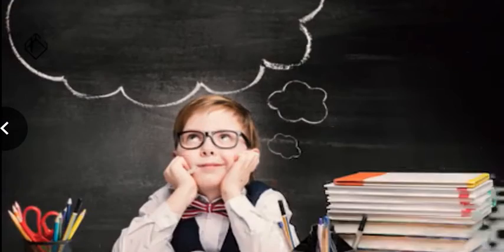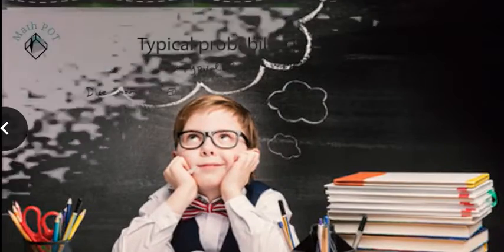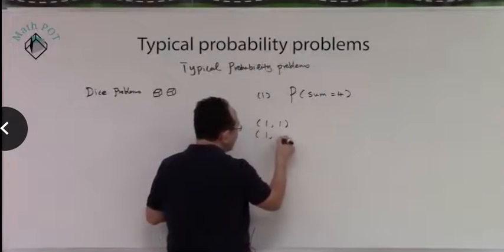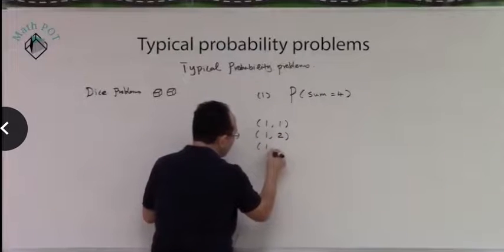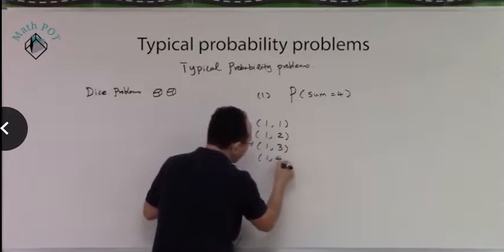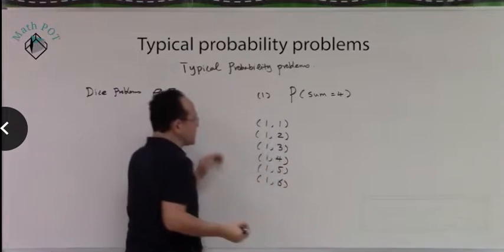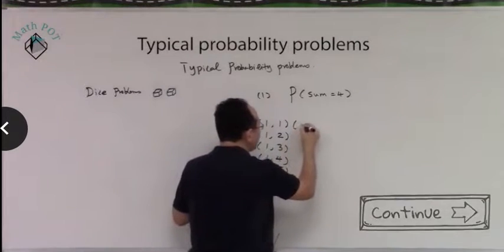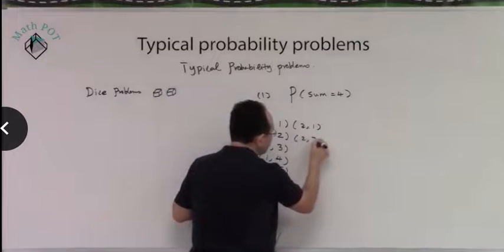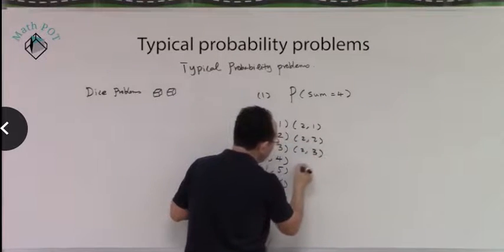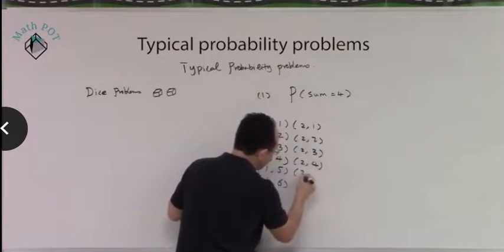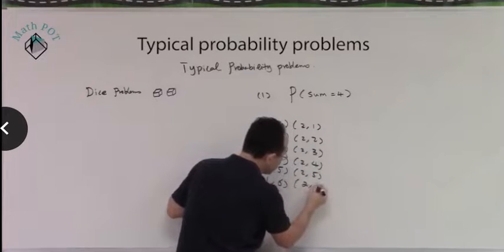So imagine the first one is 1. Of course, the next number could be 1. So first number is 1, next number could be 2. Of course, 1 and 3. So 1 and 4. So 1 and 5. 1 and 6. So continue. First number is 2. Of course, could be 2, 1. So 2, 2. So 2, 3. So 2, 4. 2, 5. And 2, 6.